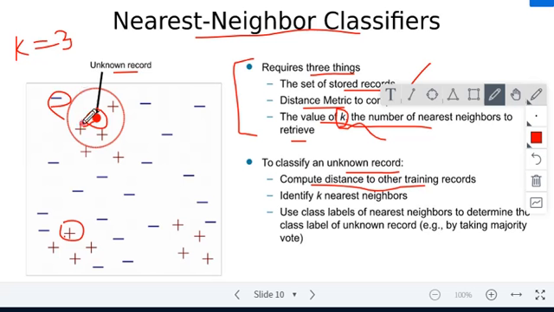So we'll take the class label of this training data. What is the class label? Positive. Then which class does that unknown record belong to? Obviously positive, by taking the majority.